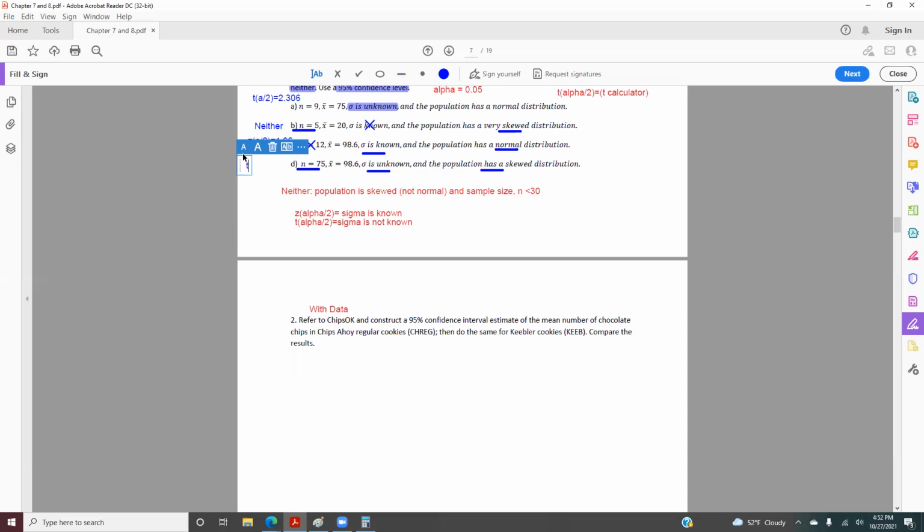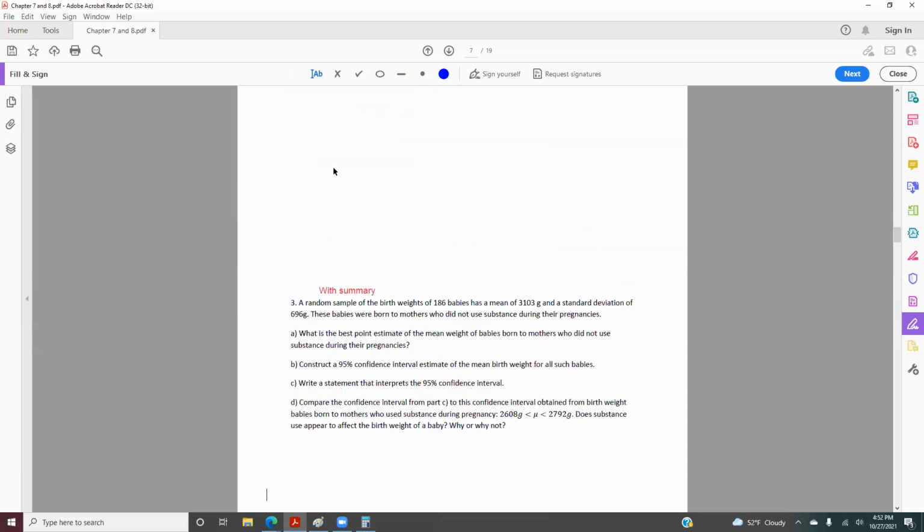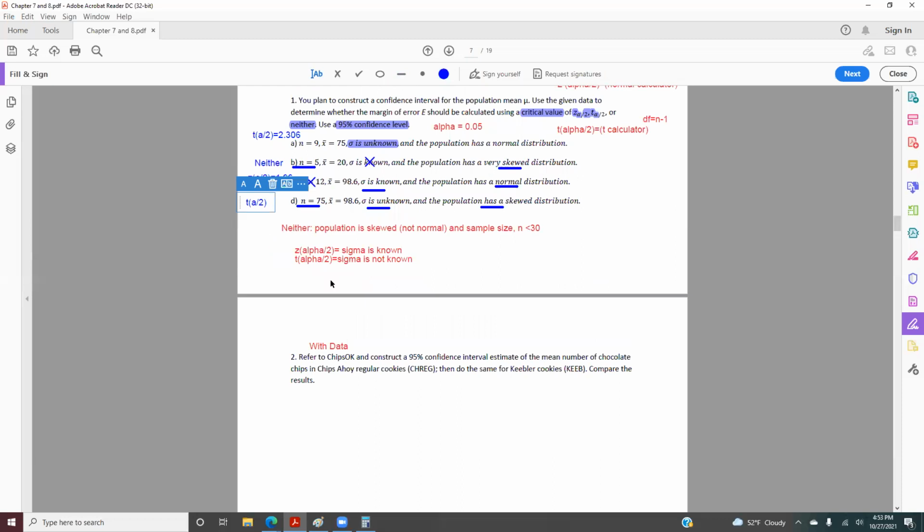Okay. So how do you know which one you're supposed to follow? Because it says sigma is unknown and it's skewed, but it does say n is greater than 30, while in B, it's known but skewed. The first thing we always look for is the neither case. It has to fulfill both of these first.